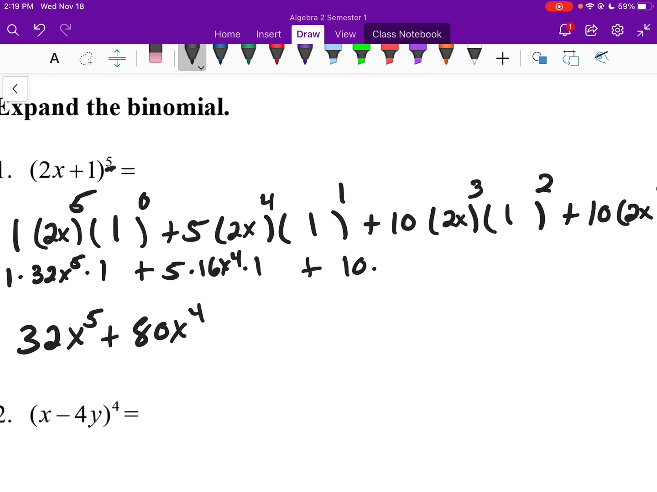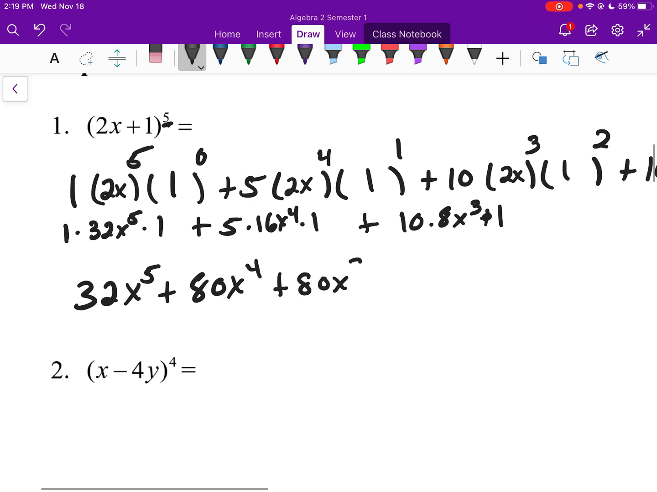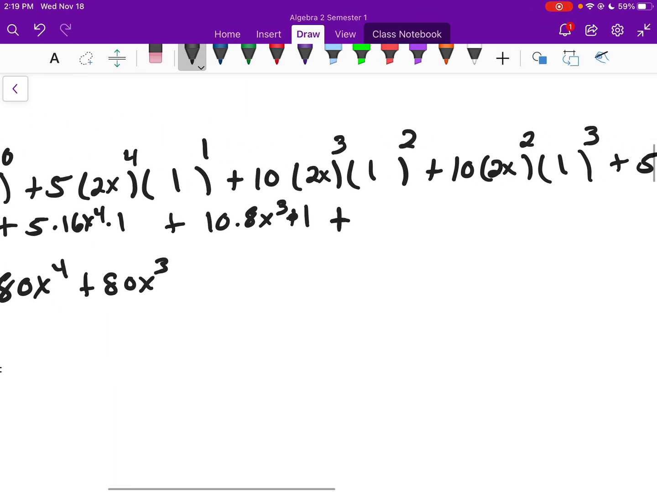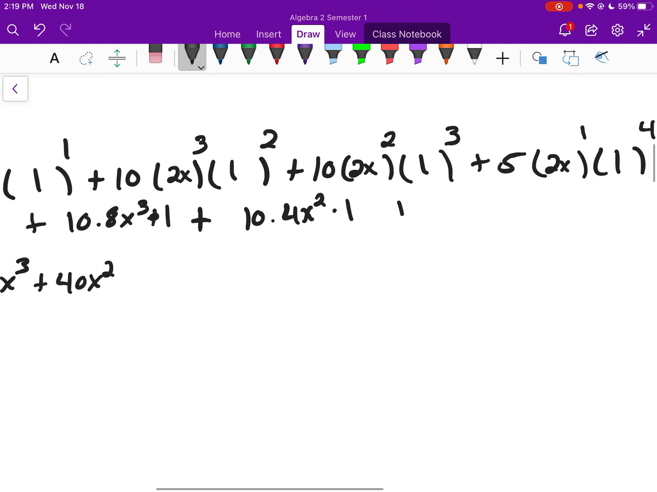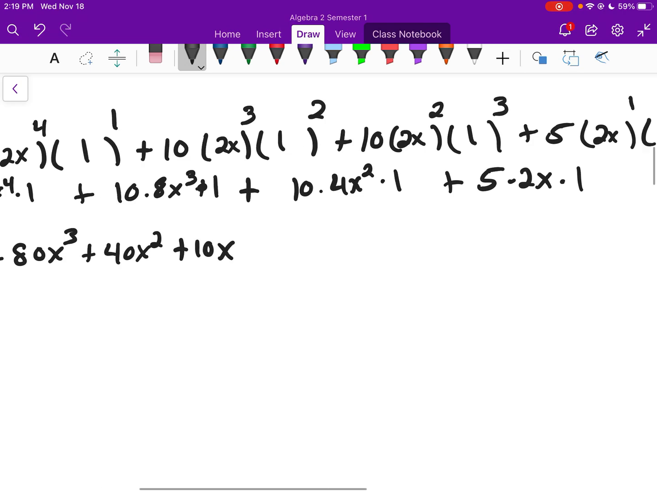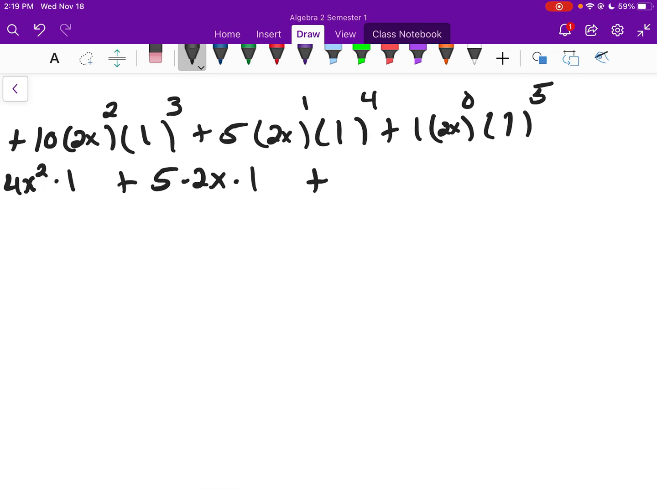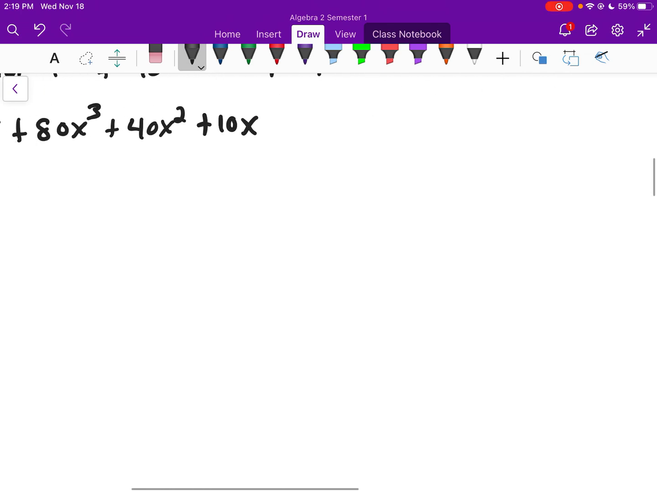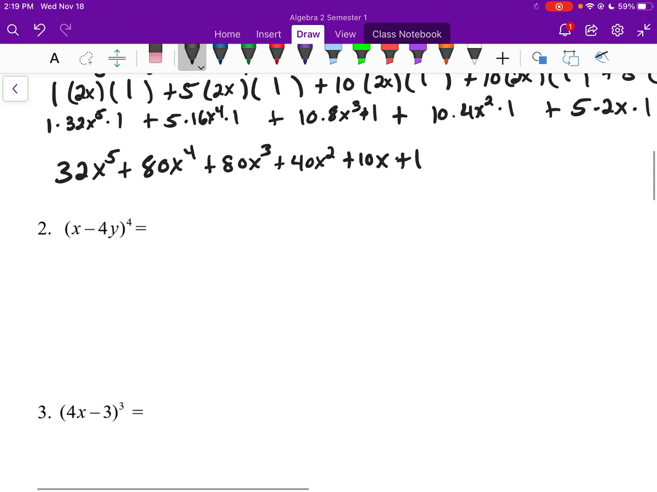plus that 10 times 2x, that quantity cubed, so 8x cubed, times 1, which will give us plus 80x cubed, plus that 10 times 2x, the quantity squared, so 4x squared, times 1, which will give us 40x squared. And then plus 5 times 2x, because we're taking that to the 1, which will give us plus 10x. And then finally, the next part is saying 1 times 1 times 1, so plus 1.